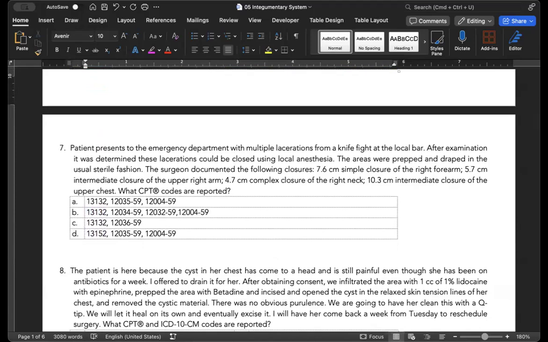Okay. Number 7, patient presents to the emergency department with multiple lacerations from a knife fight at the local bar. After examination, it was determined that these lacerations could be closed using local anesthesia. The areas were prepped and draped in the usual sterile fashion. The surgeon documented the following closures: 7.6 centimeter simple closure of the right forearm, 5.7 centimeter intermediate closure of the right upper arm, 4.7 centimeter complex closure of the right neck, and then a 10.3 centimeter intermediate closure of the upper chest.